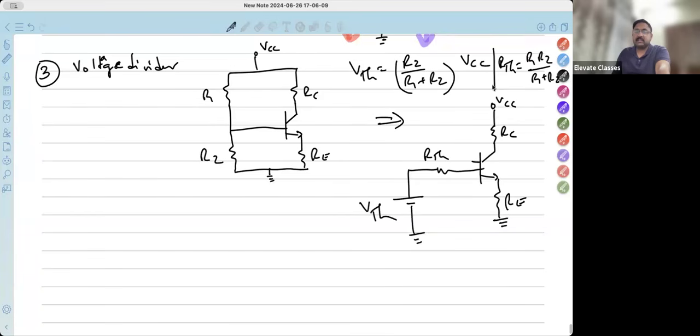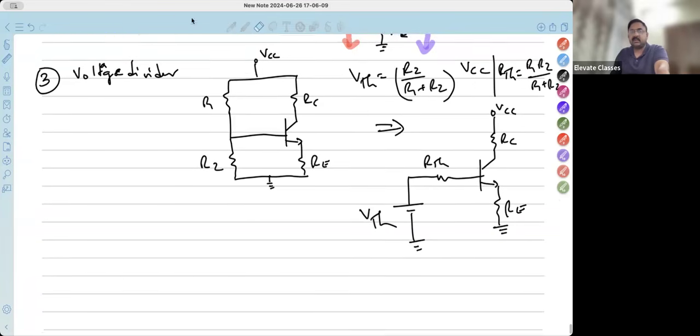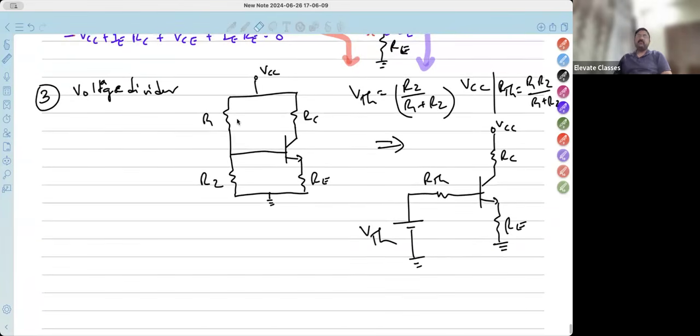Okay, so this is again something that you should remember. VTH और RTH का फॉर्मूला याद रखो. Okay, if you are through with this, then you will be able to solve it in the exam very easily. यहाँ तक clear है सबको? Any doubt so far?